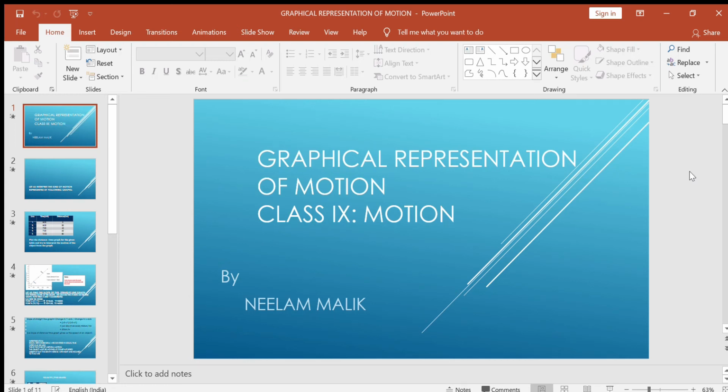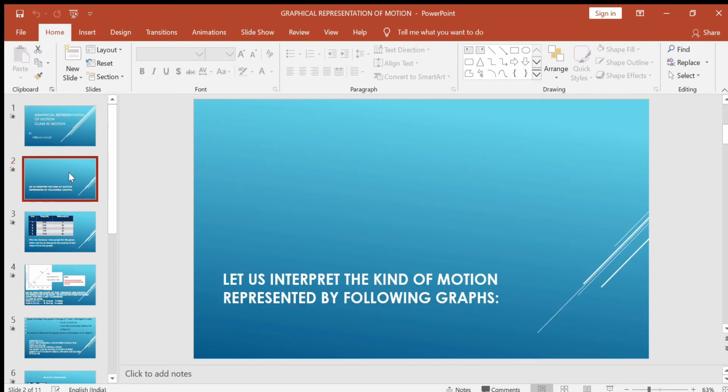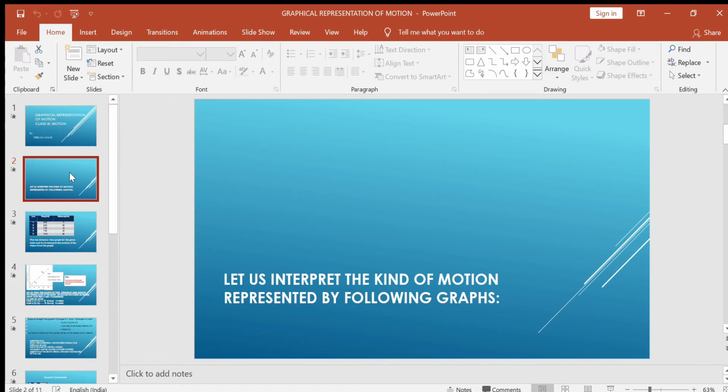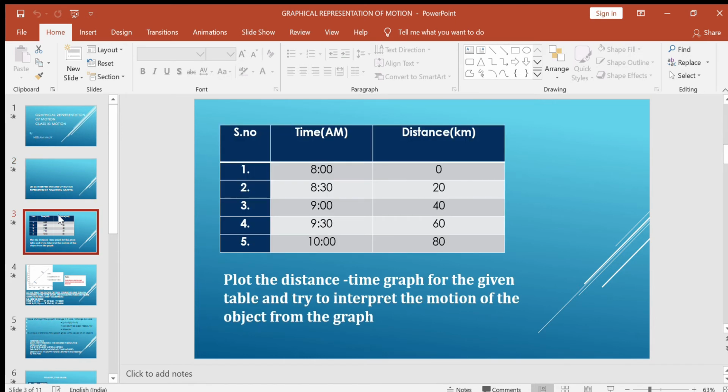Graphical representation of motion. Let us try to represent motion by the following graphs. Let us interpret the kind of motion represented by these graphs.